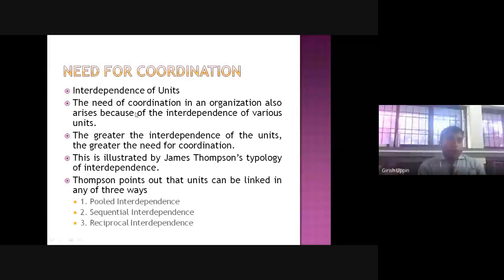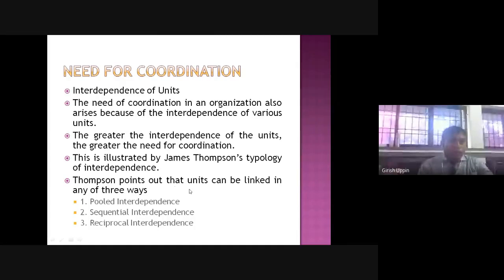Need for coordination, interdependence of units, right? The need for coordination in an organization also arises because of the interdependence of various units. Because various units are interdependent, we have to have the coordination. The greater the interdependence of the units, the greater the need for the coordination. And this is illustrated by James Thompson's typology of interdependence.